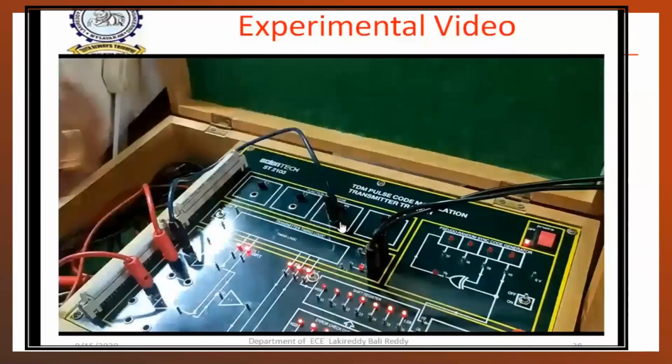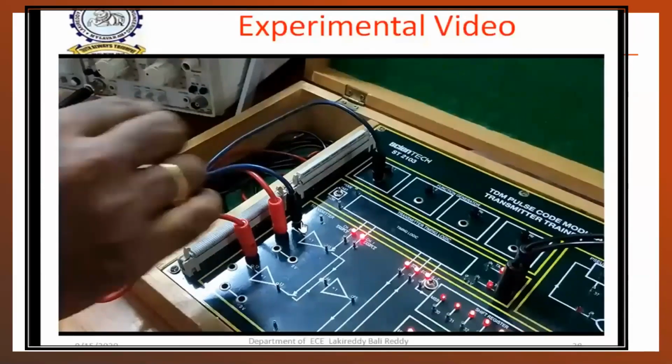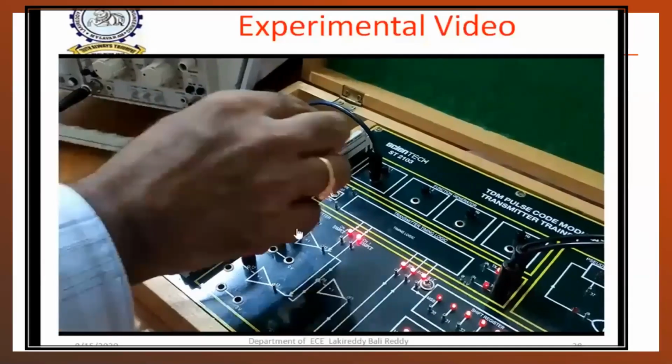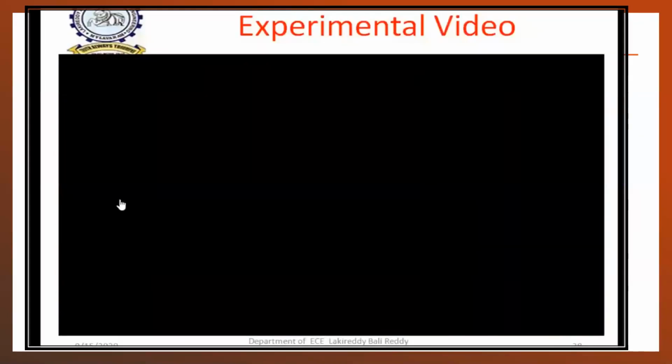But if you change the input signal from DC to an analog signal, that is a 1 kHz sine wave, then observe the demodulated signal. Here I am changing the DC to AC. So a sine wave is given as the PCM input. If you observe the PCM demodulated waveform, you can clearly see the demodulated signal is again the original sinusoidal waveform having 1 kHz frequency with some amplitude. So this is our experiment of pulse code modulation and demodulation.